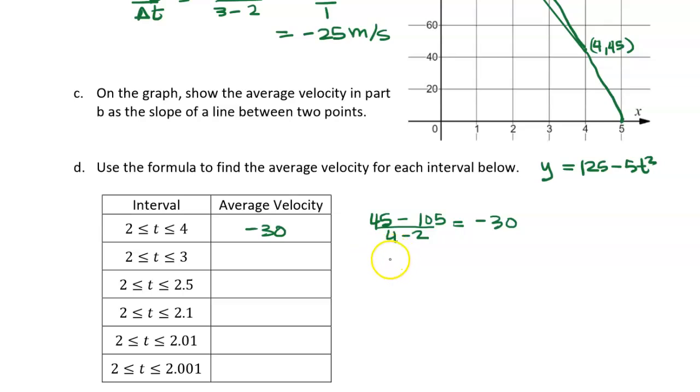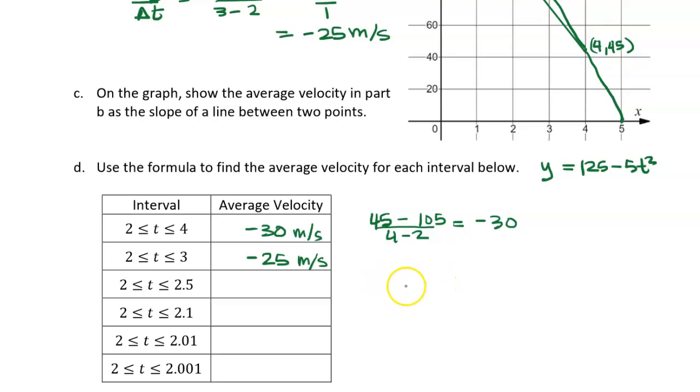Next interval, we just did that one, so I'm just going to write it down. So this is 25. All of these are going to be in meters per second. I could put meters per second on here if I want to, but it's going to be meters per second all the way down. All right, let's look at between 2 and 2.5.